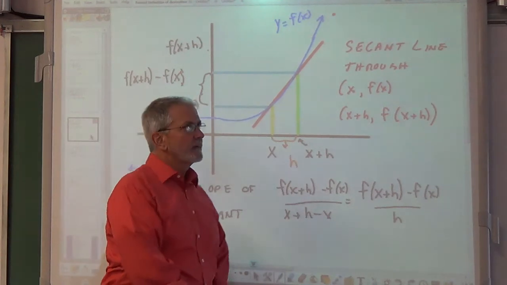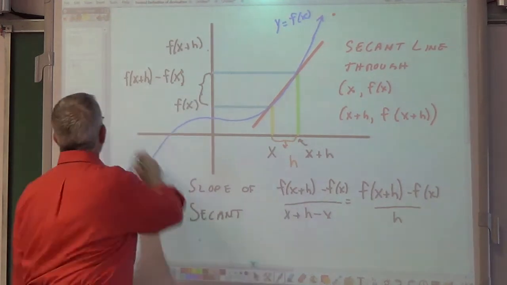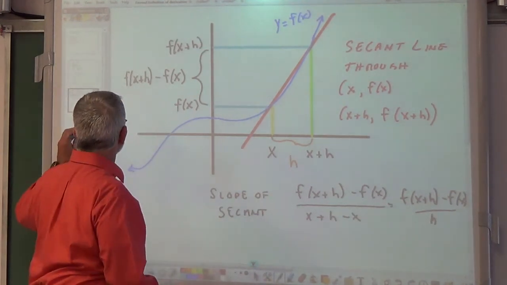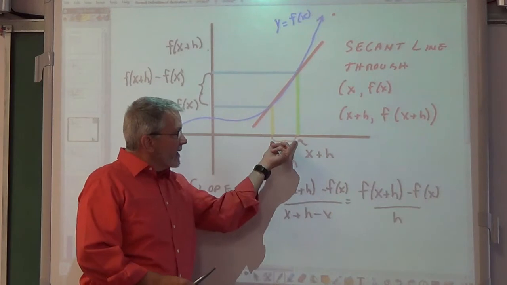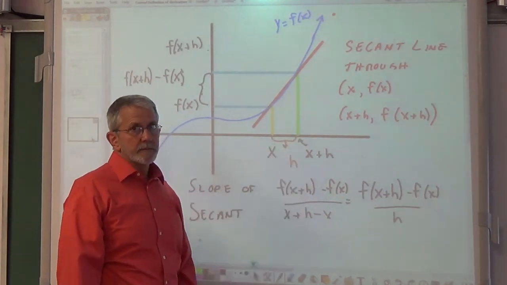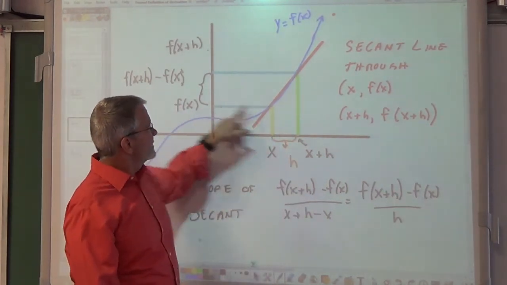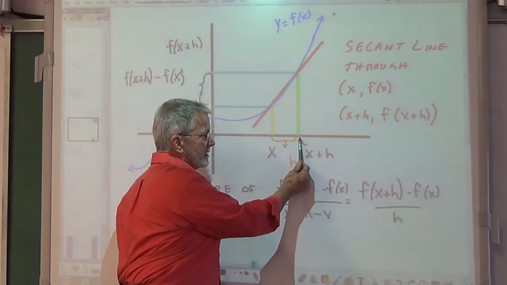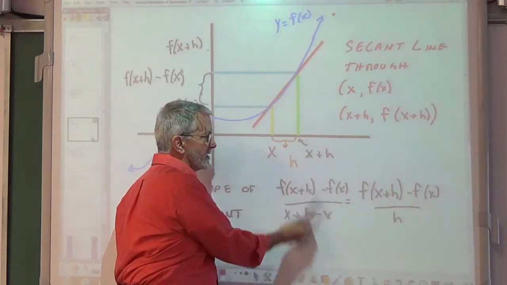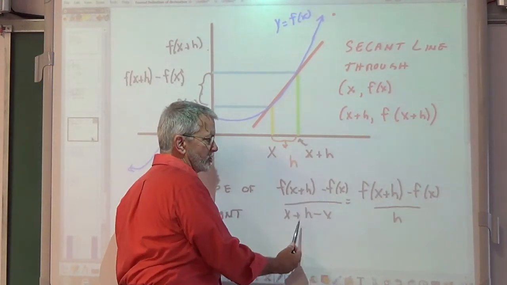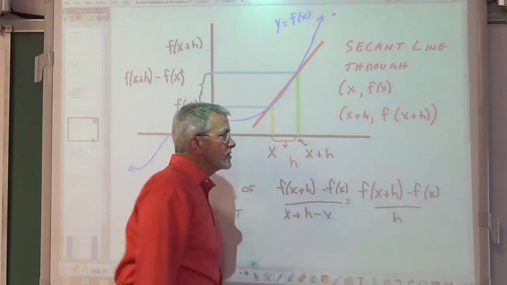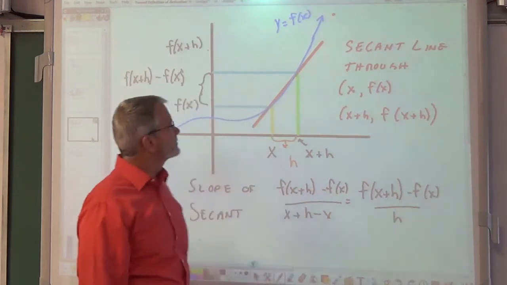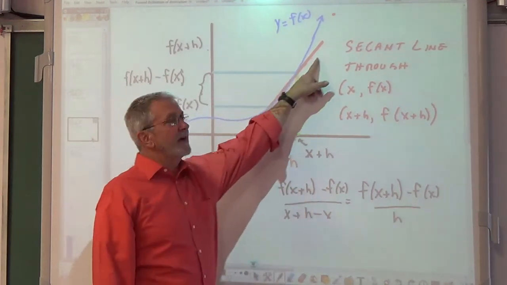What's the difference between this picture and this representation? The only thing that's different is that this h value has gotten smaller. Still have the same points, x, f of x. I still have gone over this distance h to go to this x value, x plus h. So delta x, the change in x, is still h. I still have the same change in y, f of x plus h minus f of x. And I do have a clearly defined secant line.